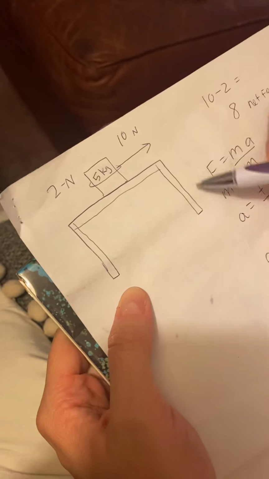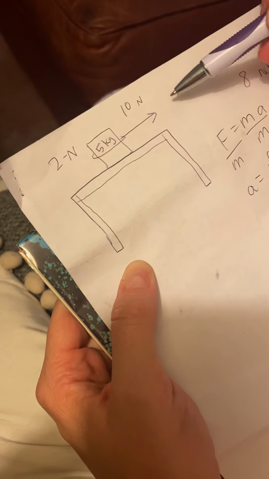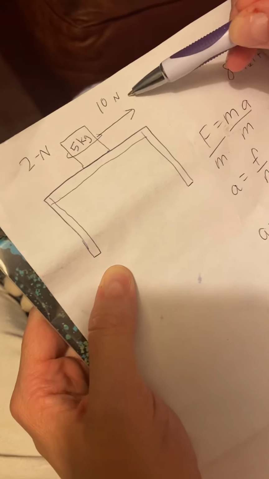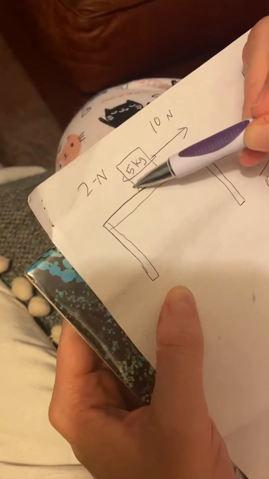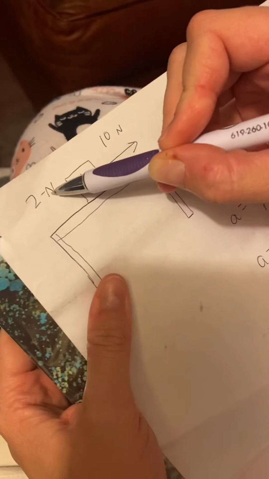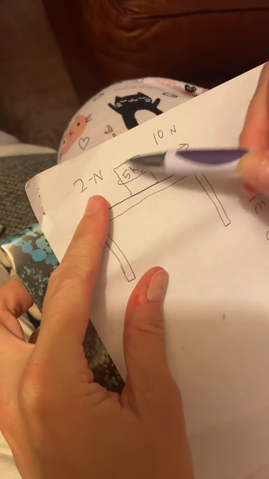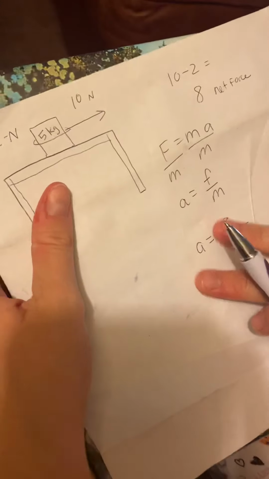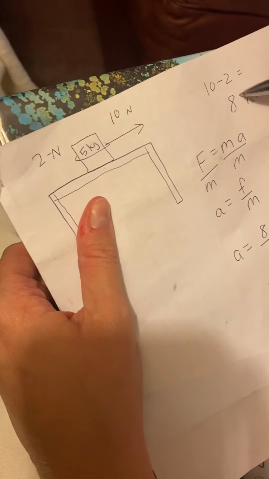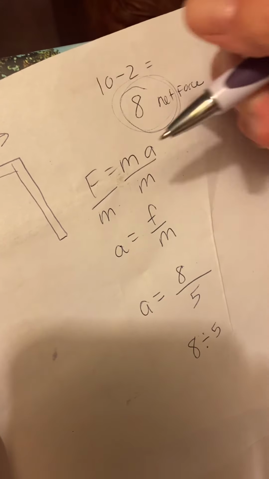So here's your table. Here's the 5 kilogram weight. It's being pulled with a force of 10 newtons, but the table has an opposite force acting on that, so that's negative 2 newtons right here too. So the net force between negative 2 and 10 would be 8. So 10 minus 2 is 8 newtons. Okay, so now we know that the force is 8.